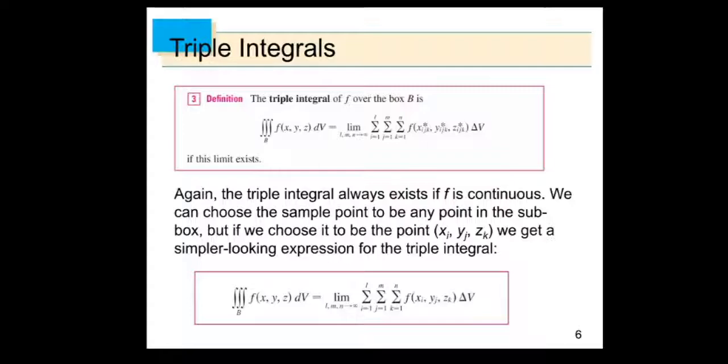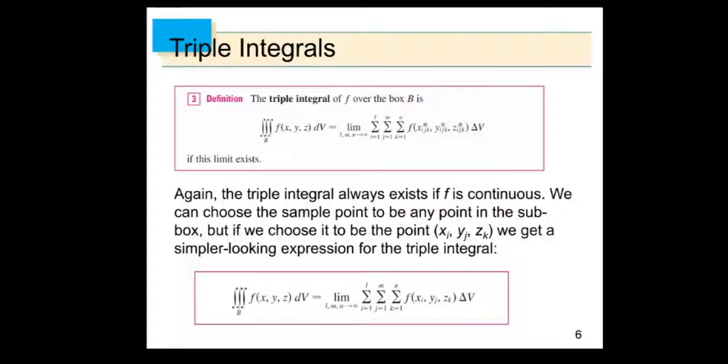We have to know that in the previous cases we talked about in our previous classes, in the double integral and in the single integral, we had one condition that our function has to be continuous, and that's what we apply over here. The function has to be continuous in this situation as well. So we can choose a sample point to be any point in the sub box. It could be any point.